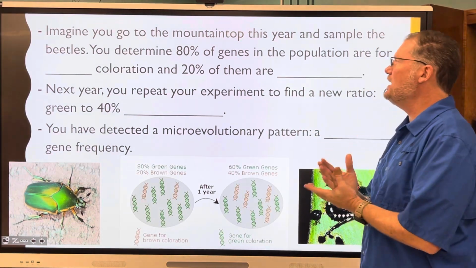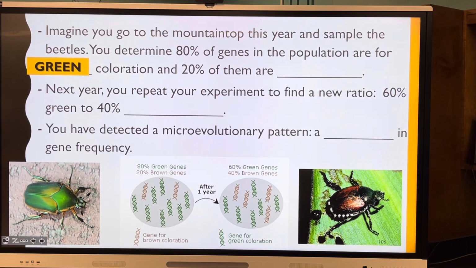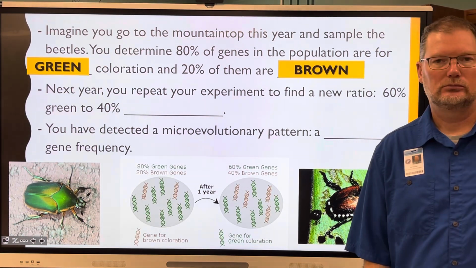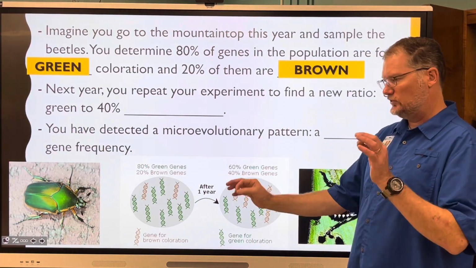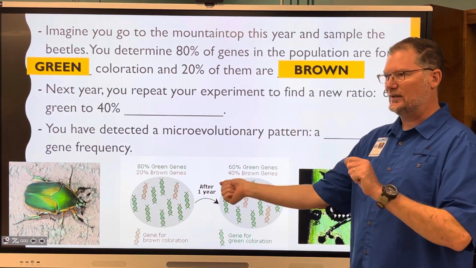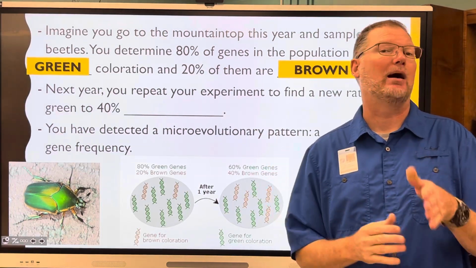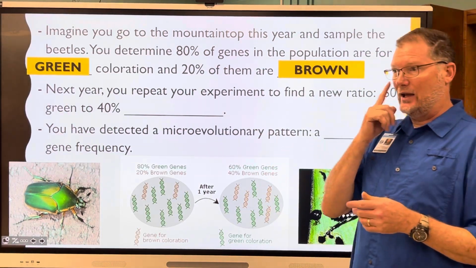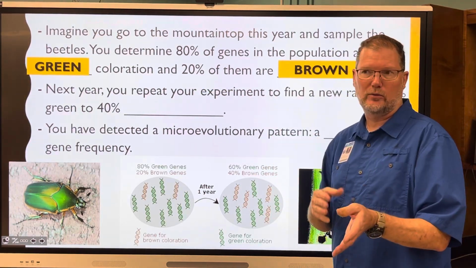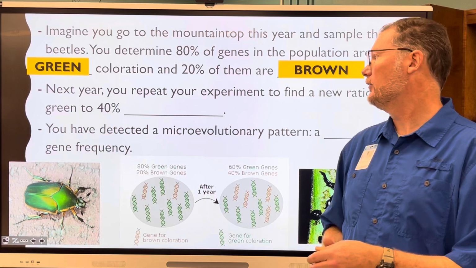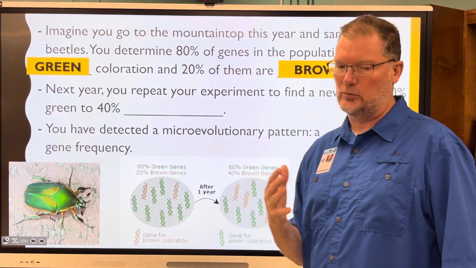You determine 80% of the genes in the population are green and 20% are brown. That's what you determine. You take a sample, you're just walking and sampling, or you're collecting them somehow with a net or a trap, something that's going to be non-biased. Your eyes might be biased because you're only seeing the green ones on the brown foliage maybe, right? So you have to do it scientifically. You can't think like a bird, you've got to think like a human.